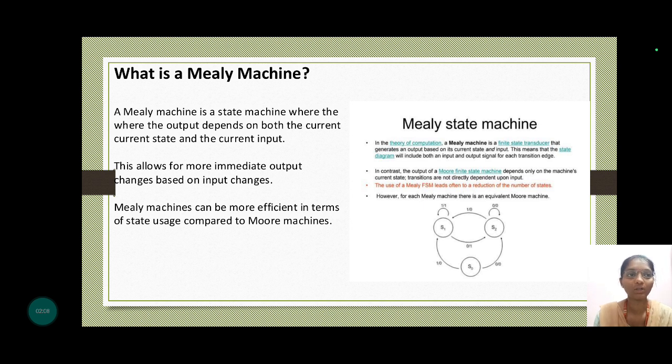In the theory of computation, a Mealy machine is a finite state transducer that generates an output based on its current state and input. This means that the state diagram will include both an input and output signal for each transition edge. In contrast, the output of a Moore finite state machine depends only on the machine's current state. Transitions do not directly depend upon input. The use of Mealy FSM often leads to a reduction in the number of states. However, for each Mealy machine, there is an equivalent Moore machine.